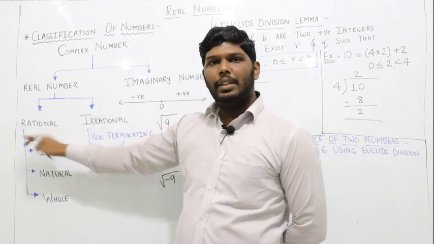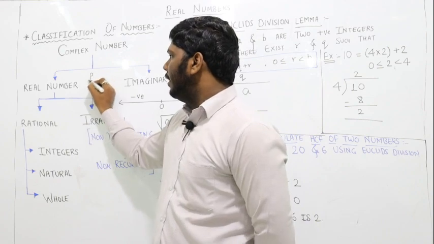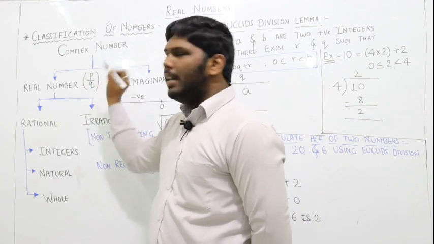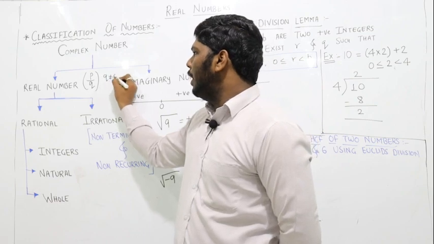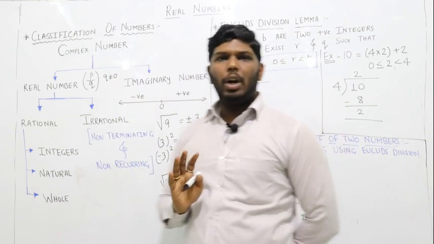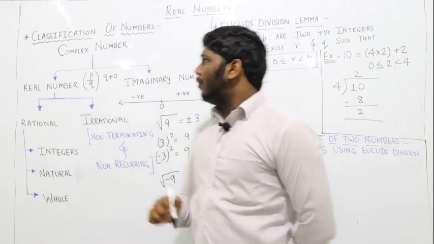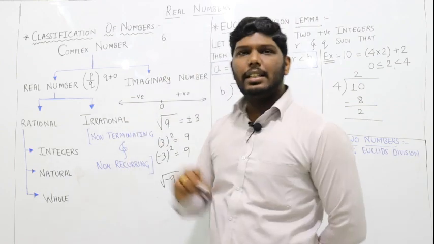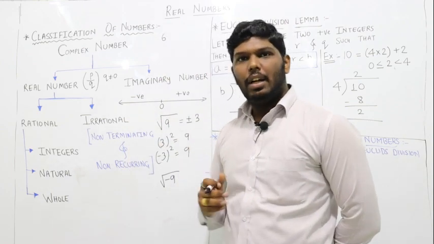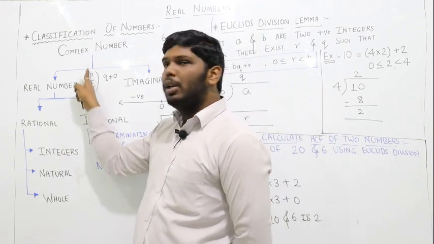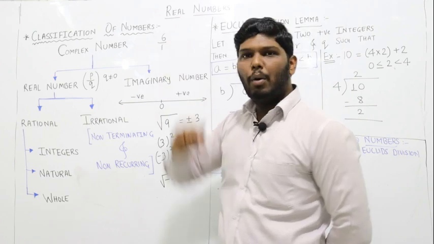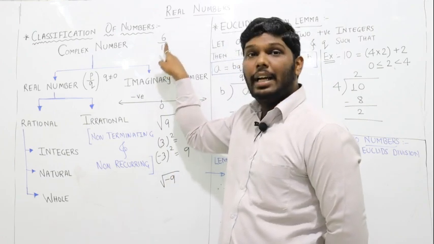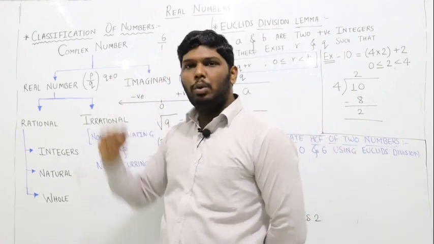So what is a rational number? We say any number that can be represented in p by q form, where q is not equal to 0, such number is called as a rational number. So for example, if I ask you 6, is 6 a rational number? Answer is yes. Now you'll ask me why. We can write it in p by q form because the denominator of 6 is nothing but 1, and this 1, that is the denominator, is not equal to 0.